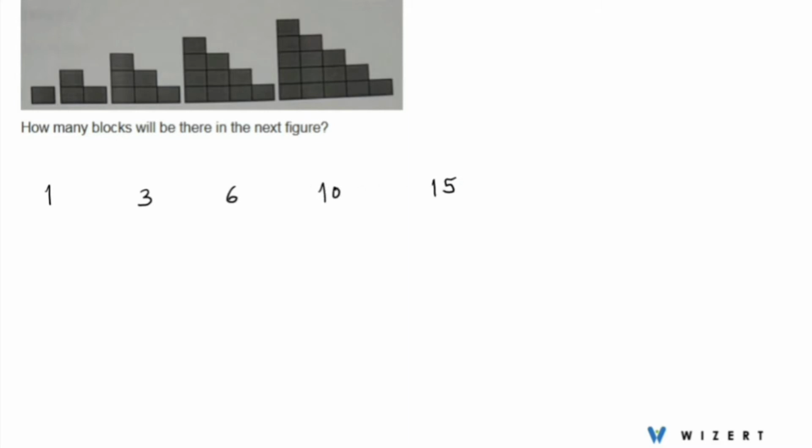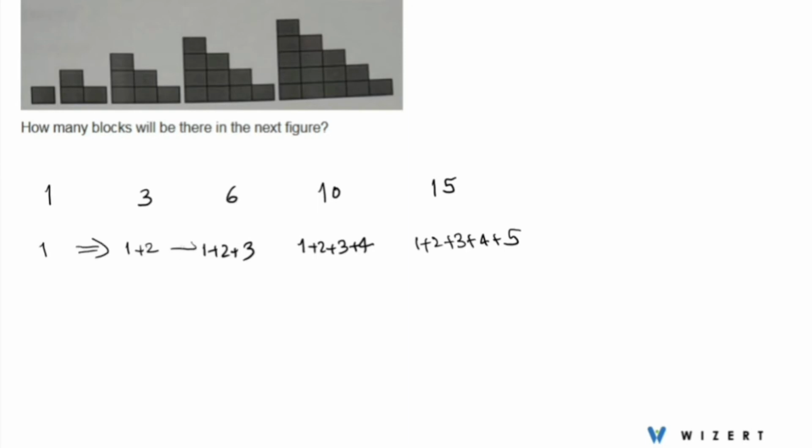15 blocks. So the pattern here is, let's see, in second figure 2 blocks are added to the previous number of blocks. In third figure 3 blocks are added to the previous number of blocks. Now in next figure 4 blocks are added. So 1 plus 2 plus 3 plus 4 blocks are added. And in next figure 1 plus 2 plus 3 plus 4 plus 5 blocks are added.